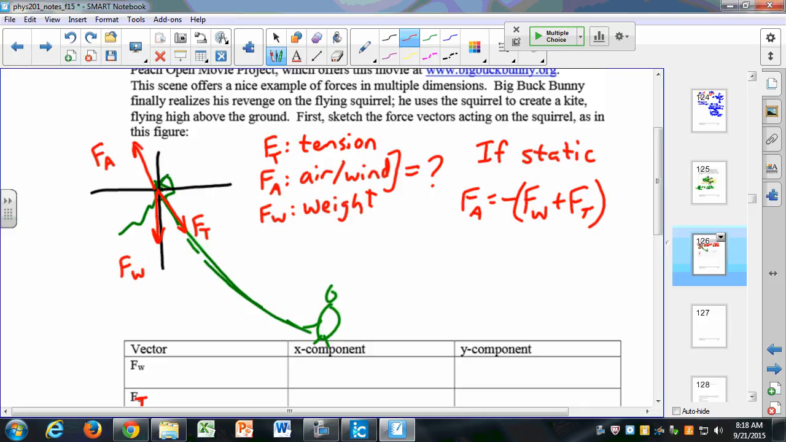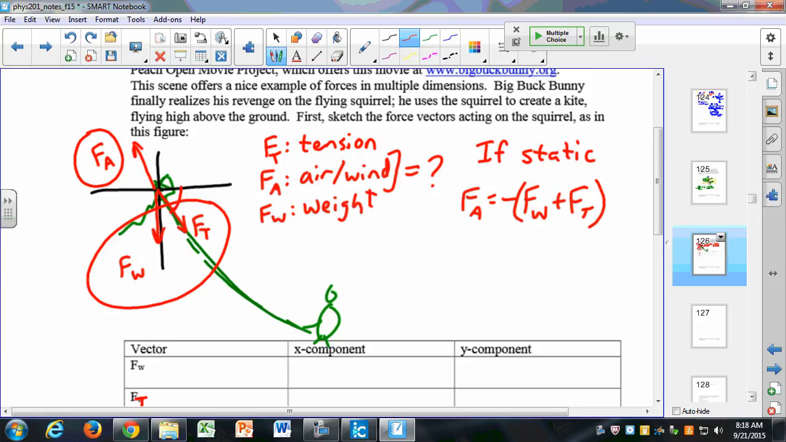Right? If this is a static situation, I know that the net force acting on this guy has to be 0, and so the force by the wind has to equal the negative of the sum of these two vectors. Right? So it really just becomes a vector addition problem where I'm adding up those vectors. Now I can make some assumptions about what the various angles are here.